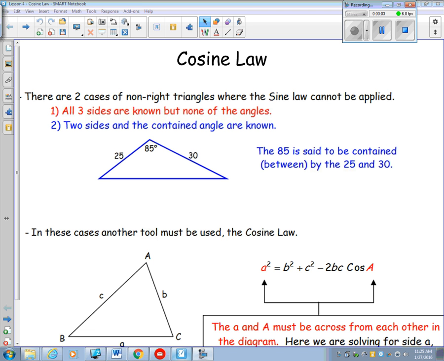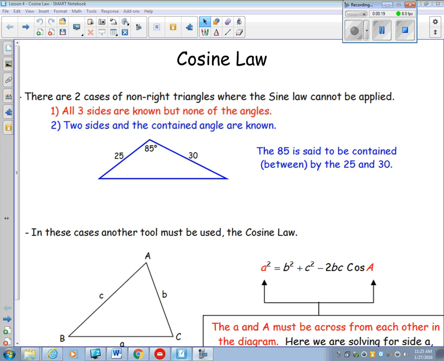Today we'll be looking at the cosine law. The cosine law is also used with non-right triangles, and it takes care of the cases where the sine law won't work. That is, where you don't have a pair of side and angle that you know both values for. There's only really two situations again that you can do with this.